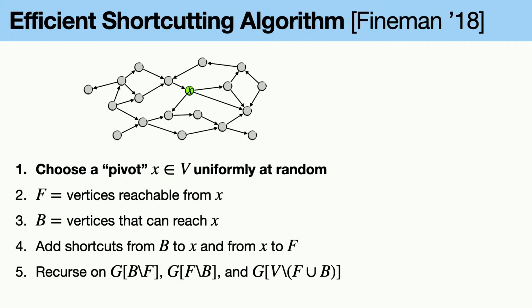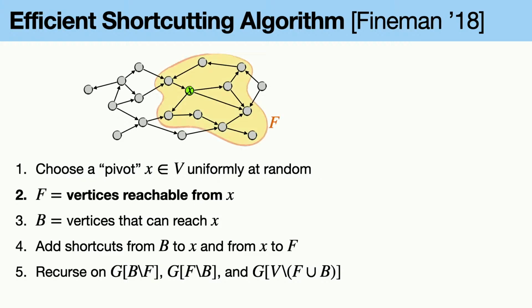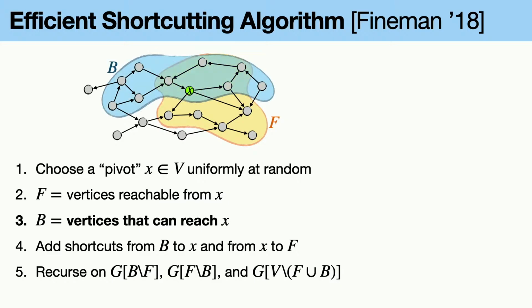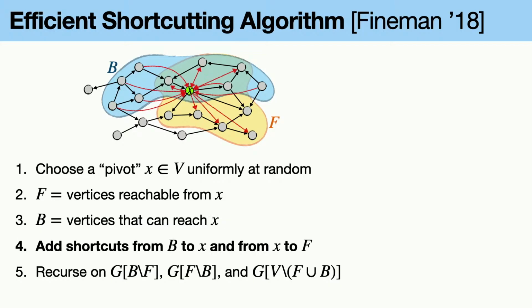I'm describing this in the sequential setting for now. I'm going to run a graph search forwards and backwards from that vertex to figure out everything I can reach and everything that can reach me. So these are the things that you can reach in the forward direction in the graph. These are the things you can reach by going backwards along all the edges. And then we're going to add shortcuts from all the things in the backward set to x, and from x to all the things in the forward set.